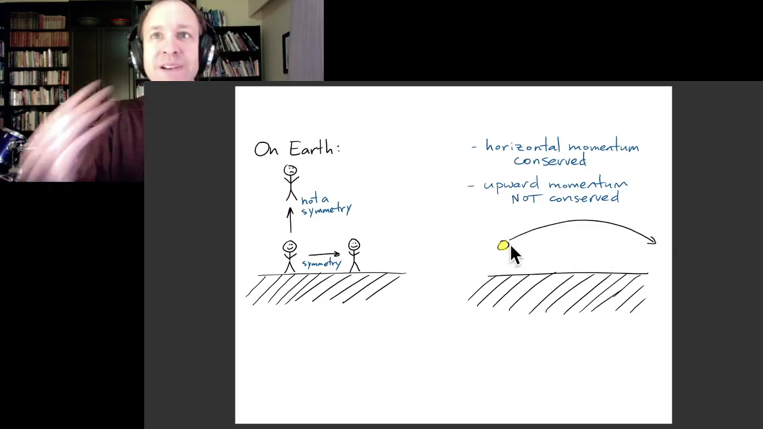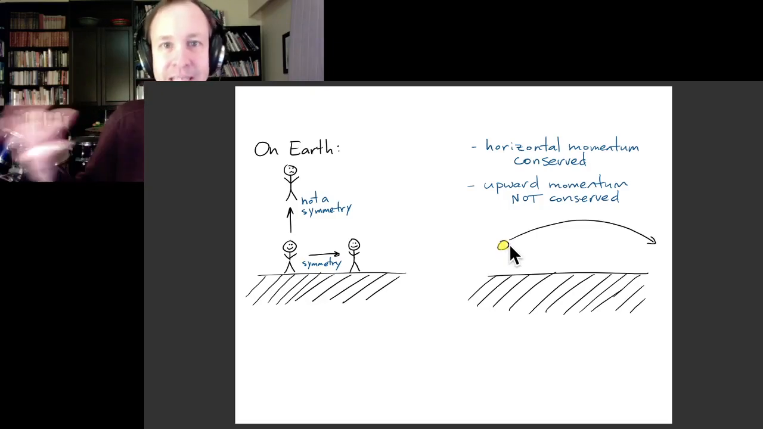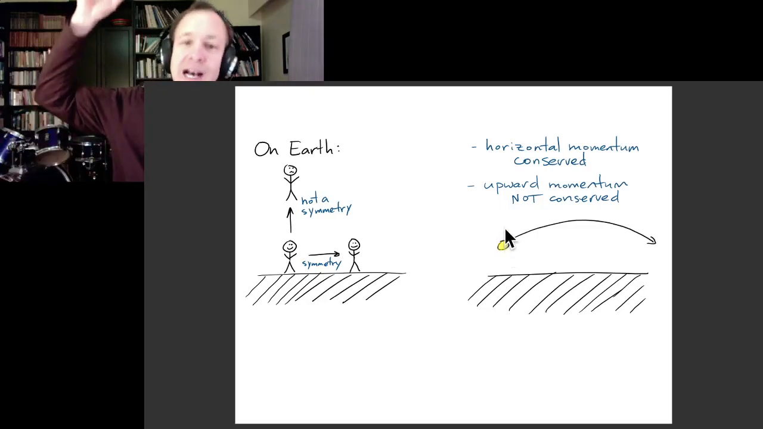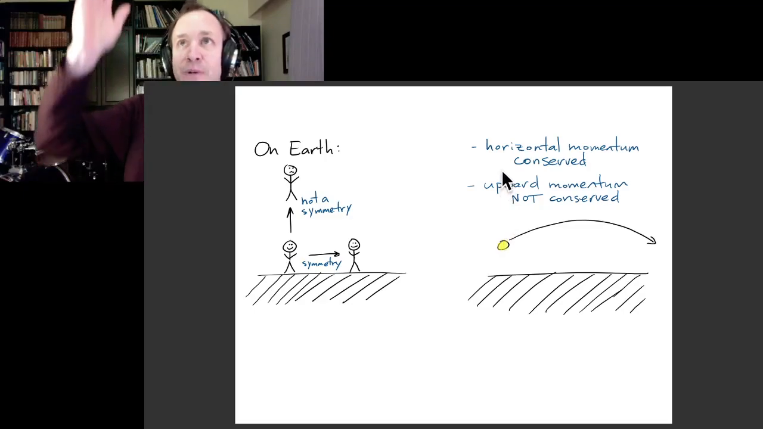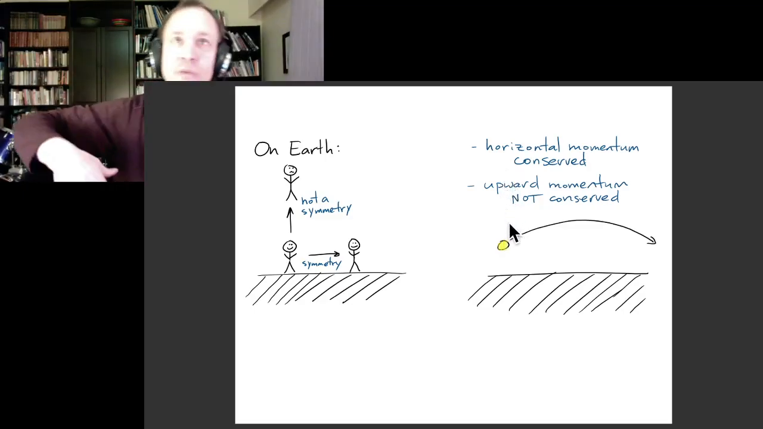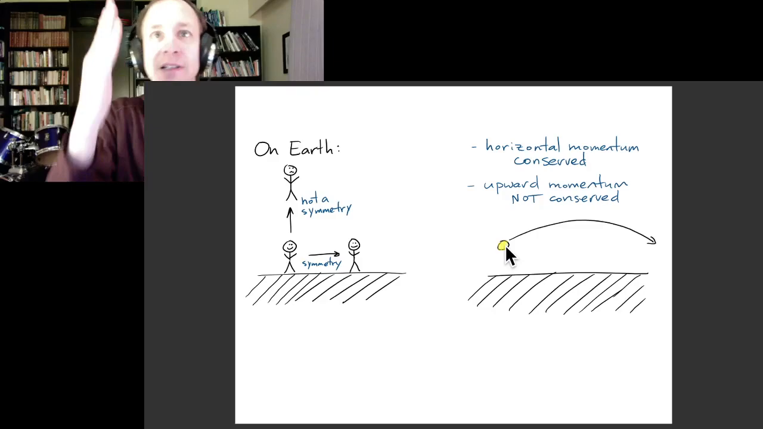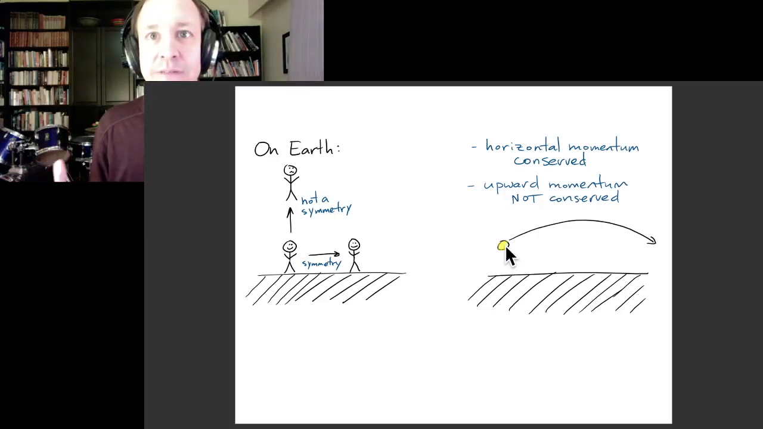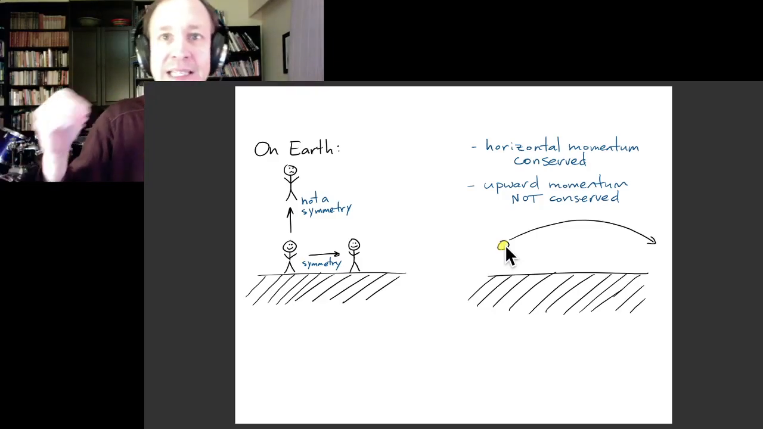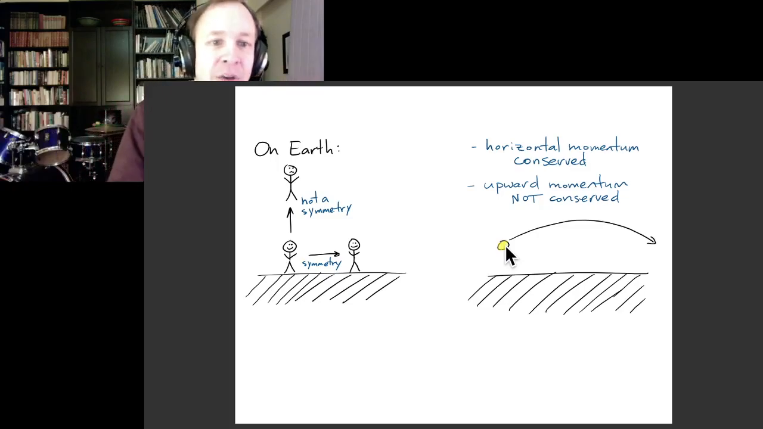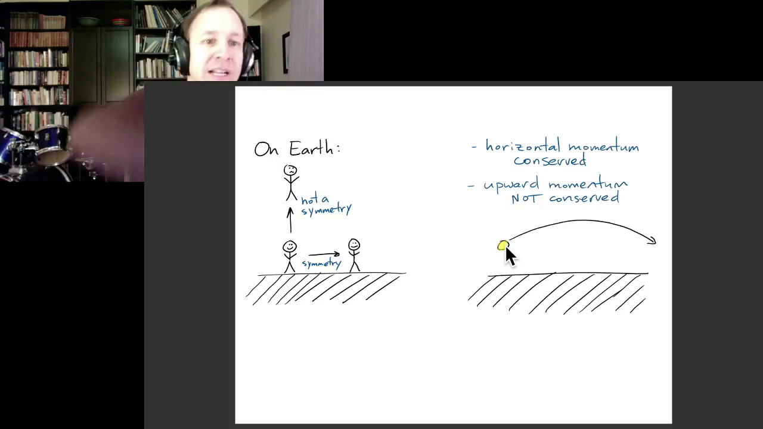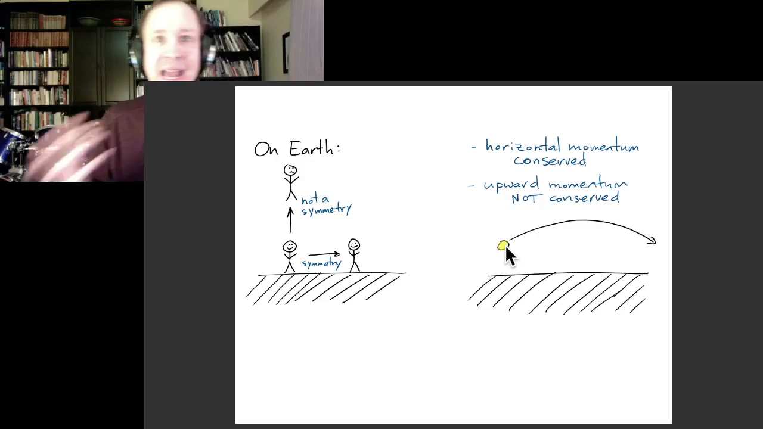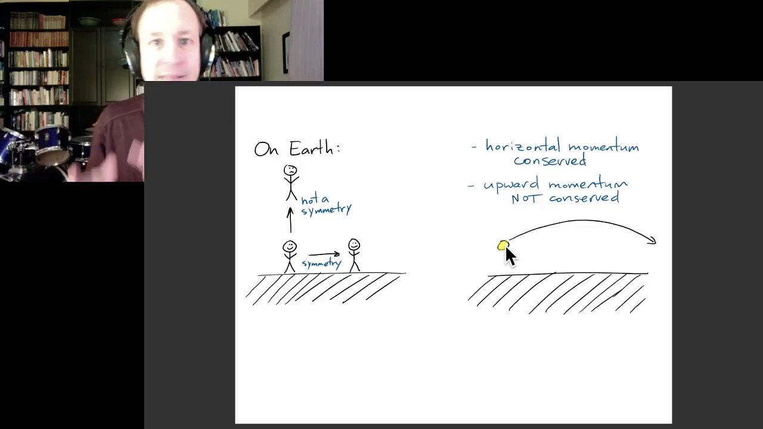Well, we know that that is not conserved near the surface of the Earth. If we throw something up, then its velocity is upward, but then it stops and then it comes downward. And so this vertical momentum is just not conserved. So at least we can see that in this case, we don't have a symmetry translating in the up-down direction, and that lines up with the idea that momentum is no longer conserved.